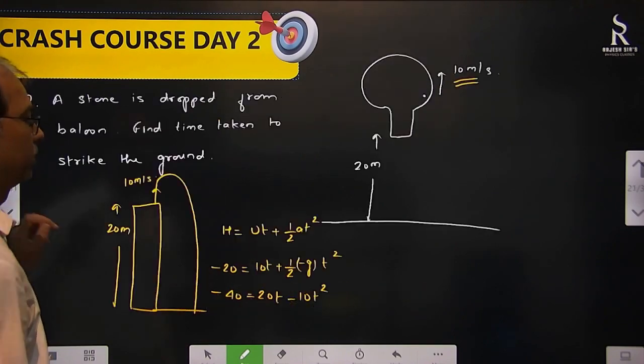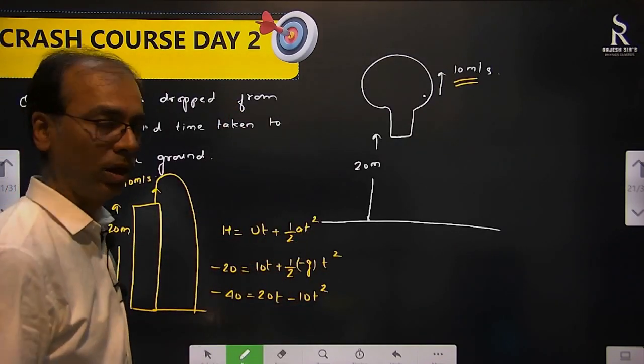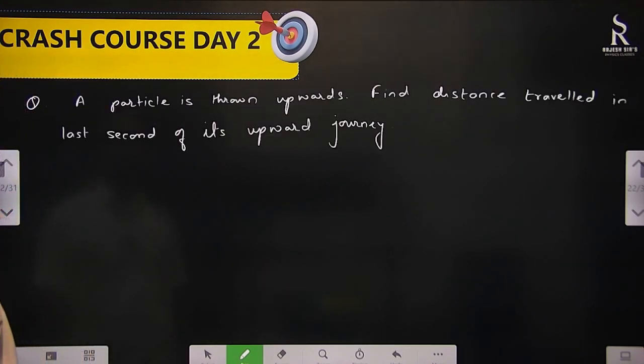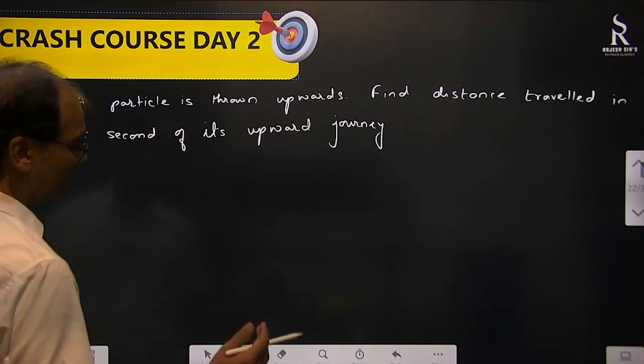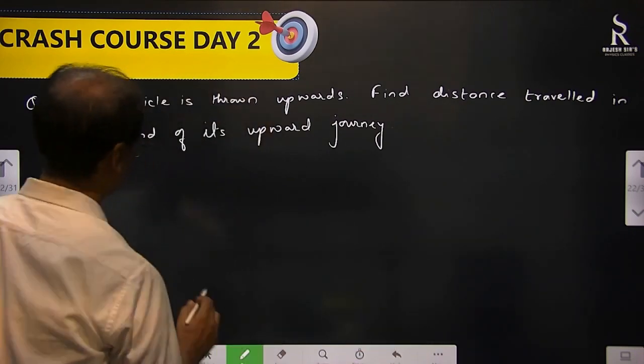Okay. So for the quadratic equation we will solve, we will get the time. I am not solving it. Okay? Right. What is this? A particle is thrown upwards, find the distance traveled in the last second of its upward journey. You can find this question in many of the books when you are solving it.